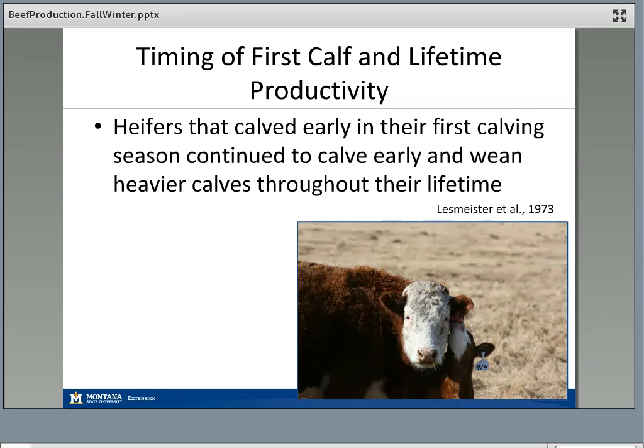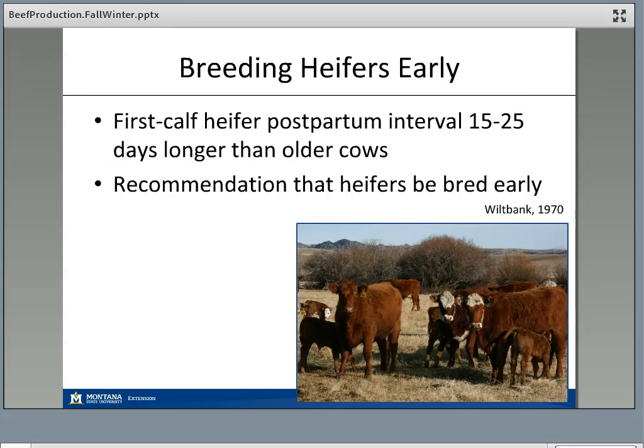We also talked about how we might breed young cows, yearling heifers, early in the breeding season, and some of that data comes again from the early 70s, where Wiltbank found that first calf heifer postpartum interval, so the time between calving and when they got bred back, was between 15 and 25 days longer than the older cows. And so this is the data from which that recommendation that heifers be bred ahead of the mature cow herd came from. And this is what that looked like. Postpartum interval in days. As you can see, as cow age increases, postpartum interval decreases.